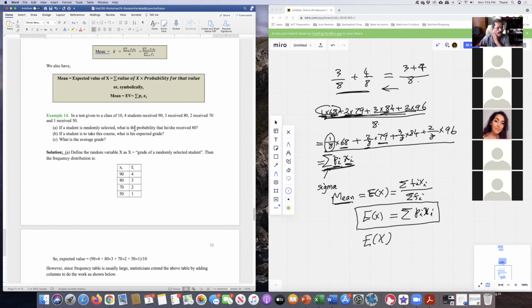All right, so the answer to the first question: what is the probability that he received 80? Can somebody answer the question? If I randomly select a student, what is the probability that the student received 80?